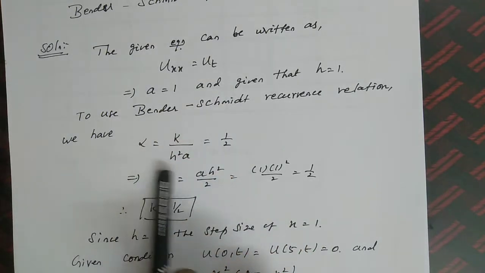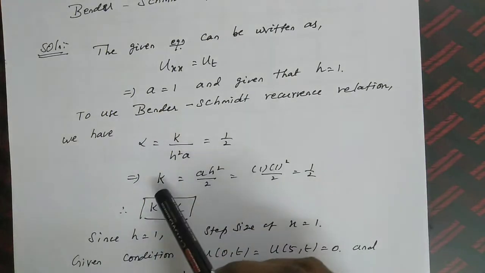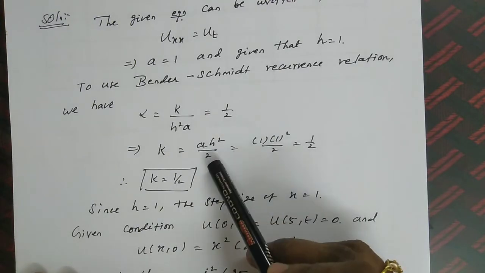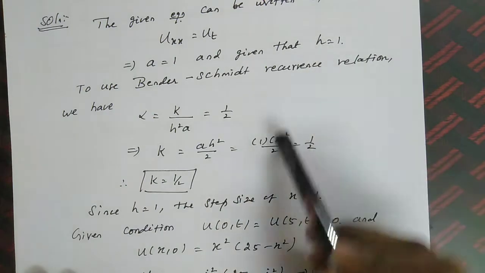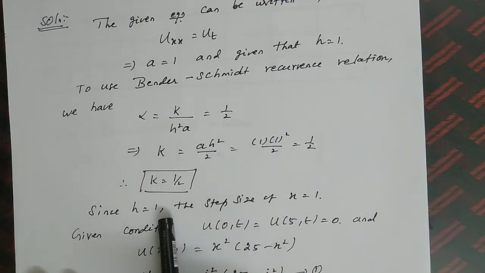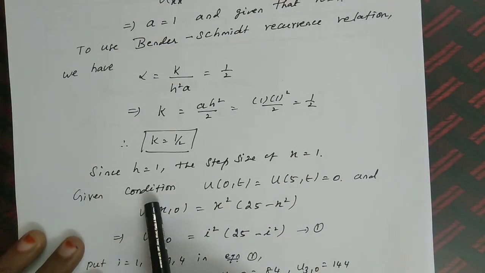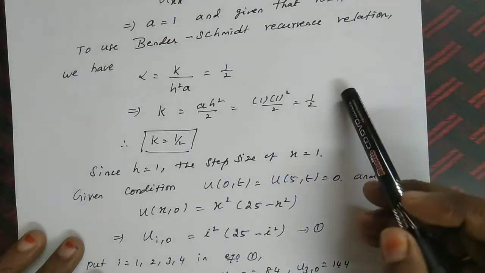So we know the formula for alpha. Alpha is nothing but k by h square a. We need the value of k, so you can cross multiply this. k equal to a h square by 2. The a value is given in the question as 1, h is also given as 1. So we can get the k answer as 1 by 2, since h is equal to 1, the step size of x. Is it right? So now, from the given condition, we got the value of h and k. Now we will go for the question.